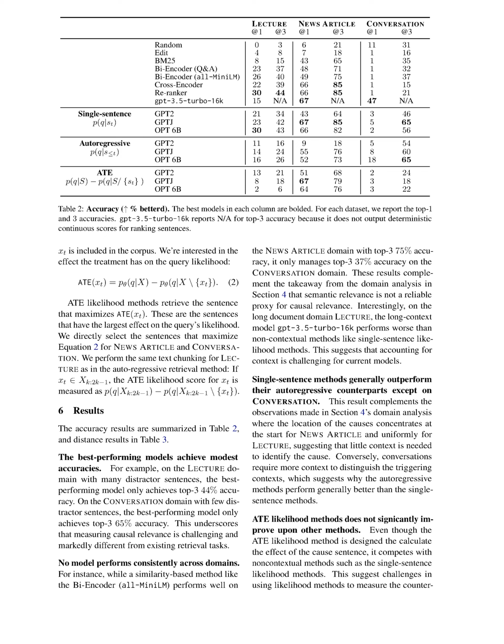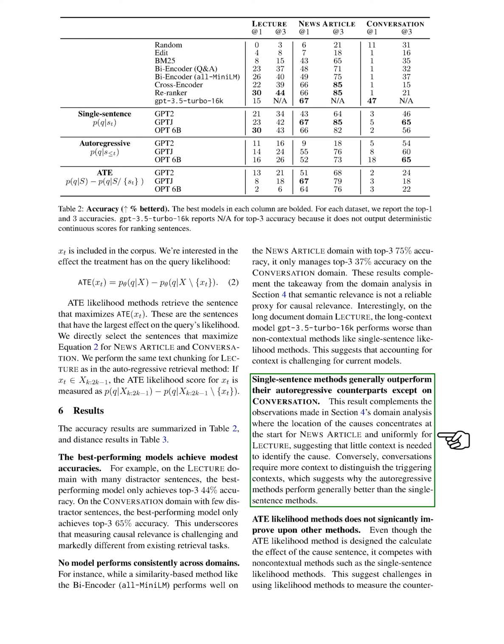Section Summary. In this section, we introduce the GPT 3.5 Turbo 16K method for sentence retrieval based on likelihood scores, including autoregressive and average treatment effect, ATE, approaches. The ATE method is inspired by causal inference and evaluates the impact of including a sentence in the corpus on the query likelihood. Results show that different retrieval methods perform variably across domains, with single-sentence methods generally outperforming autoregressive ones except in the conversation domain, highlighting the complexity of measuring causal relevance in retrieval tasks.